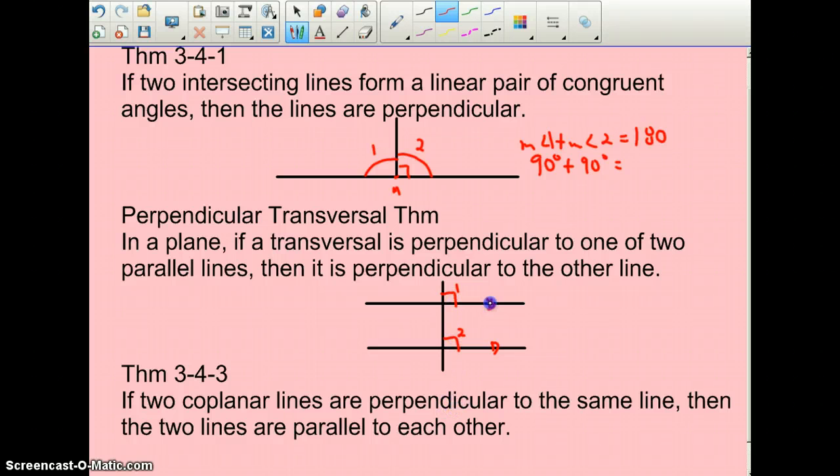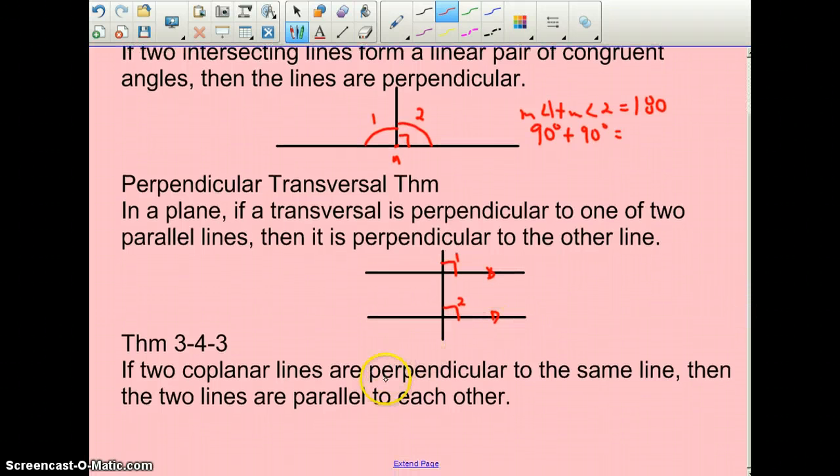So we know that if these two lines are parallel cut by this transversal, then the corresponding angles have to be congruent. Well, if one of them is a 90-degree angle, then the other one would have to be a 90-degree angle. Okay? So now we have one last theorem here. It says if two coplanar lines are perpendicular to the same line, then the two lines are parallel to each other. So let's take a look at that one real quick.